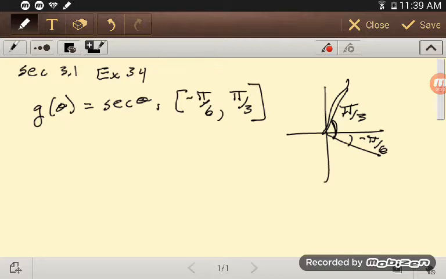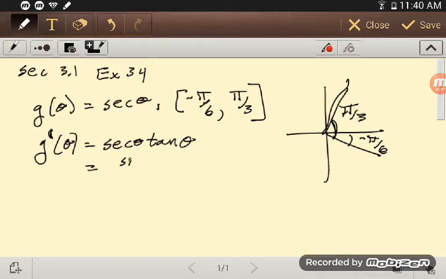And so we take our derivative. Well, g prime of theta is secant theta tangent theta. So I can rewrite that. Secant theta is 1 over the cosine, tangent theta is sine over the cosine. So the way I would write it is sine squared theta over cosine squared theta. And we want to set that equal to 0 to find critical numbers. We also want to know where it's undefined.